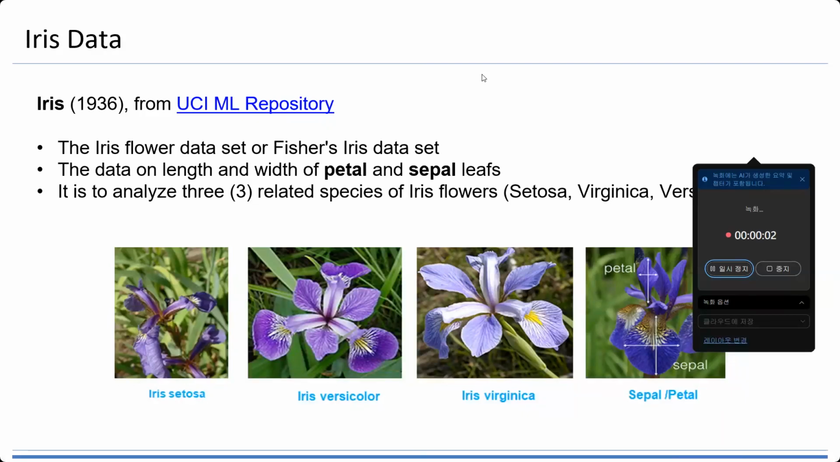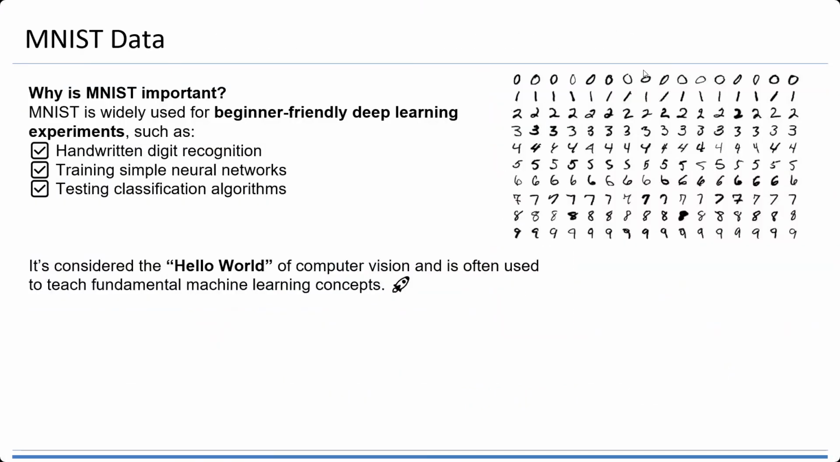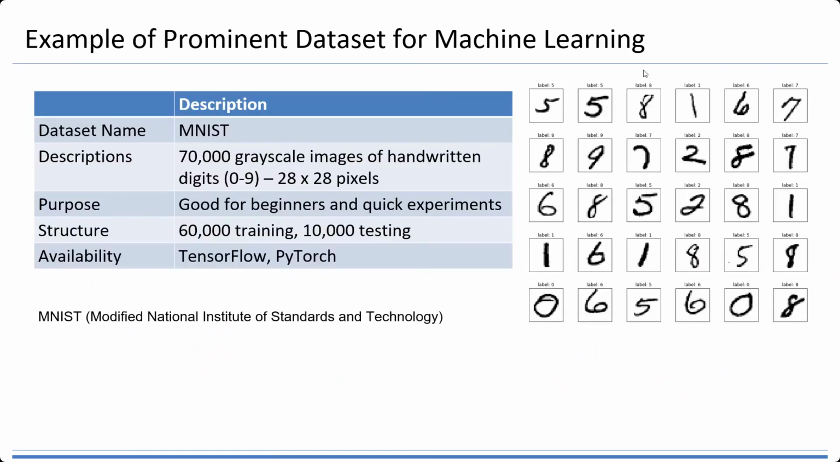Okay, last Monday we learned about some data sets. If you still remember, we learned about the prominent data set for machine learning, which is MNIST. It is the handwritten digits, and it contains numbers from 0 until 9. So we will check this data set later.